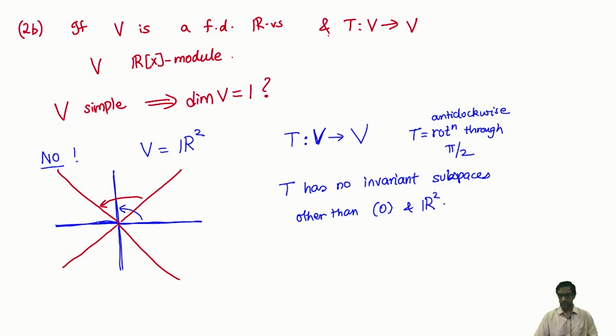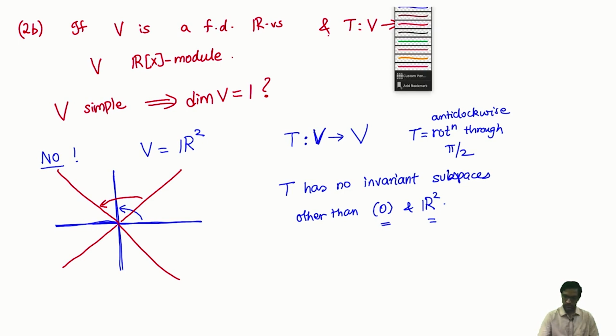Why is this? Because the total dimension is 2. This is the 0 dimensional subspace. This is the 2 dimensional subspace. What else can it have? If at all it had an invariant subspace, it must be a 1 dimensional space. So the question is, can T have a 1 dimensional invariant subspace? What's a 1 dimensional subspace? It's just a line. So the question is, can I just draw a line somewhere and say, okay, let's say this one here, I draw a line now and say, let's just use some other color. So this is a line.